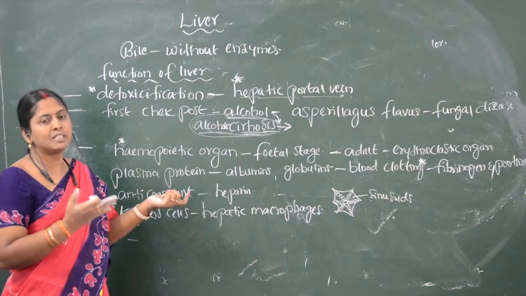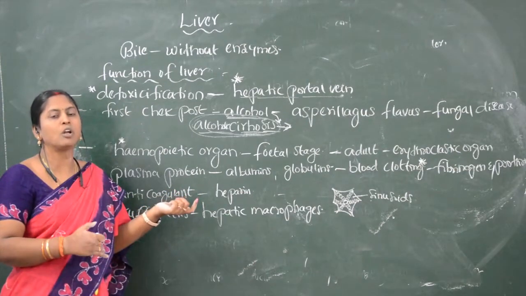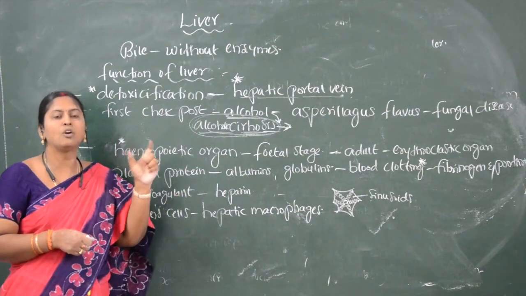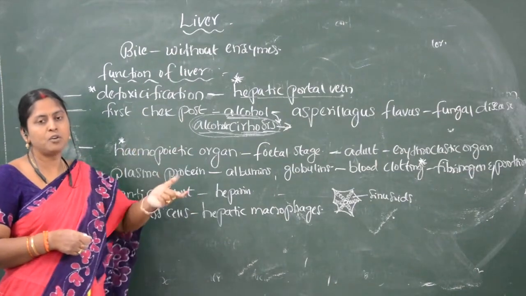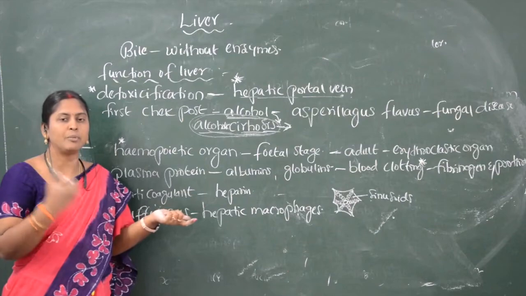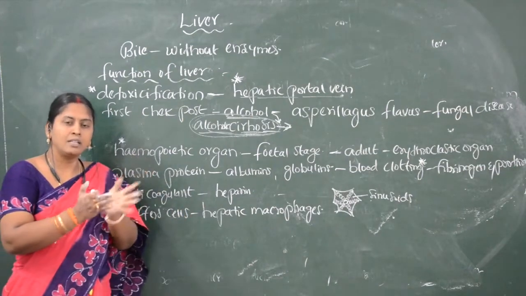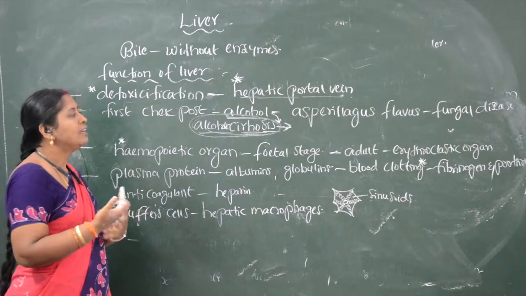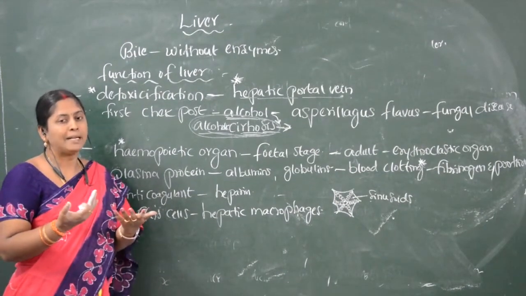So which part is damaged in persons who consume alcohol? The liver is damaged. That condition we call alcoholic cirrhosis. Cirrhosis is nothing but damage of the liver cells because of continuously consuming alcohol. And the liver also sometimes gets cancer.